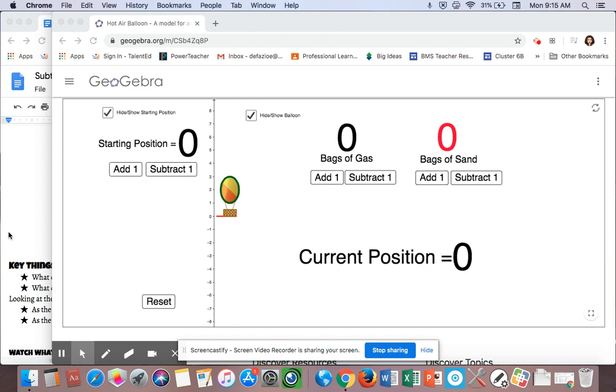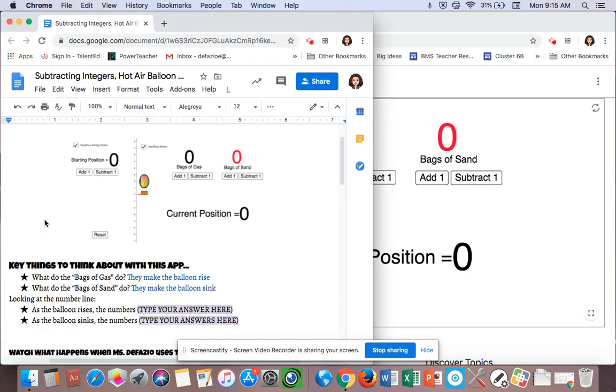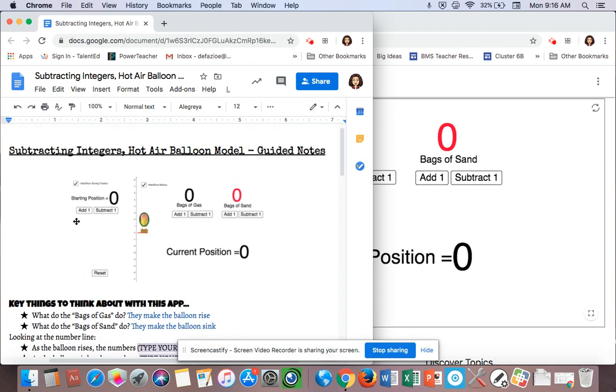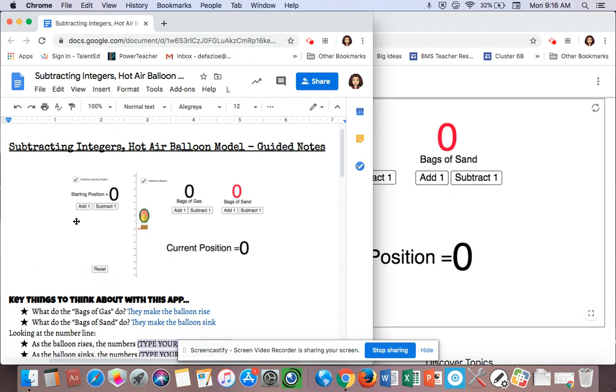Hey everybody. In this video, we're going to be talking about adding and subtracting integers. Adding integers we've been doing. Subtracting integers is something new, but hopefully you'll see a nice visual representation that might make it a little bit easier. Because adding and subtracting integers are definitely related.